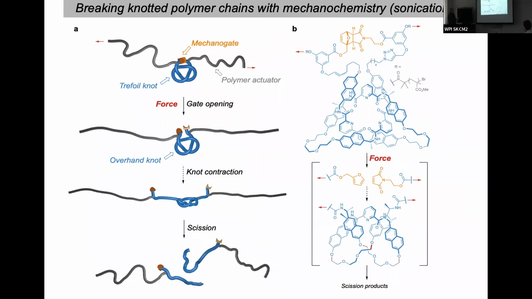So then we put this polymer into sonication, and when it's pulled, the first thing that breaks is the gate here. And once that's broken, then we've got a trefoil knot, but an open trefoil knot in the polymer chain that's being stressed by the sonication. So then the knot will be contracted by the pulling that goes on, and scission will occur. And we can see how easy that knot is to break, and also where it breaks.